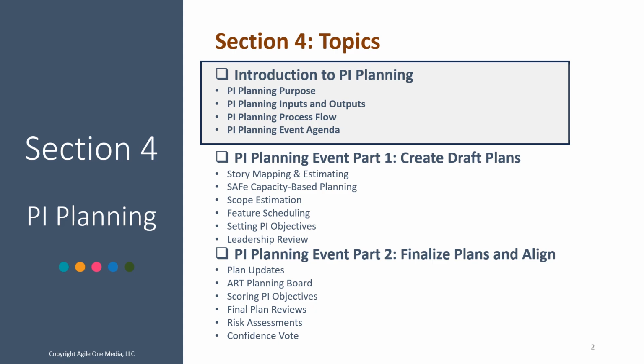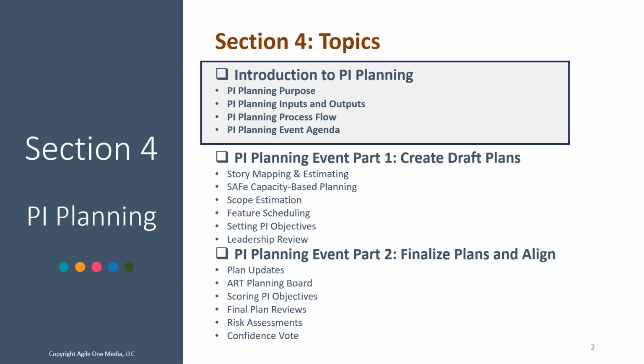Part 1 includes the steps needed to get to a first pass PI plan. And specifically, in that part, we'll cover how to break features into stories, how to derive estimates for the features, and how to come up with a first pass scope estimate and feature delivery timeline. We'll also look at the creation of an initial set of PI objectives.